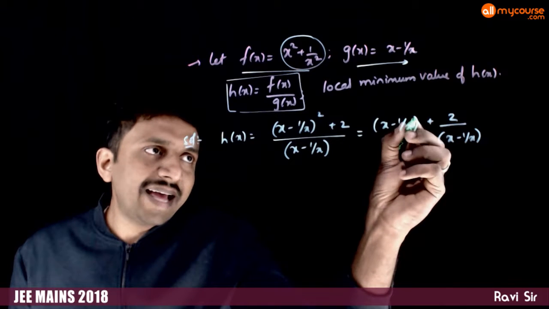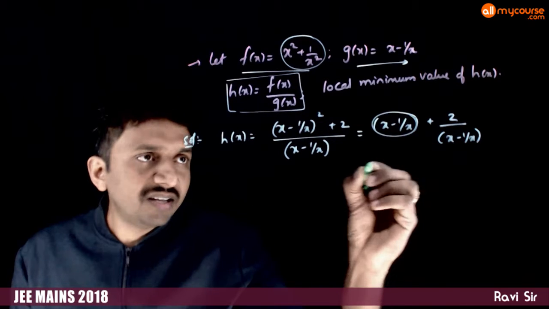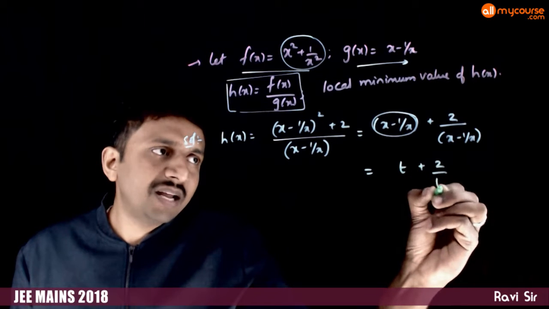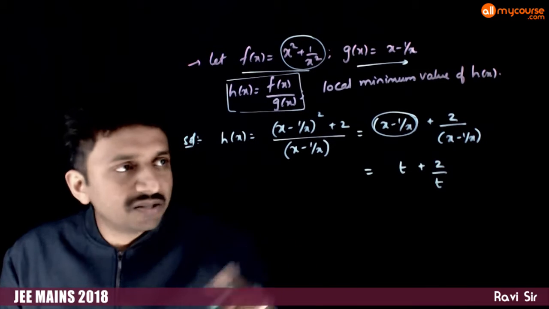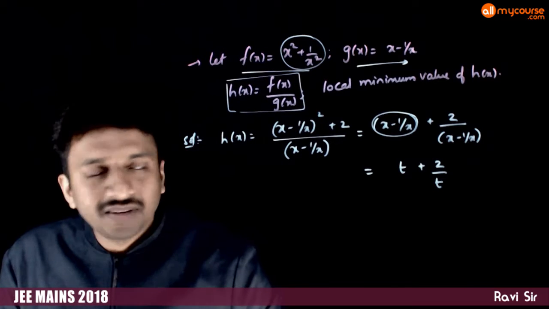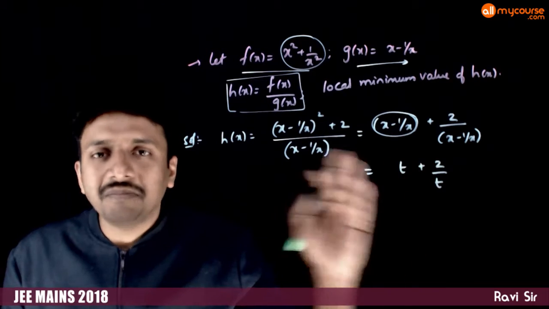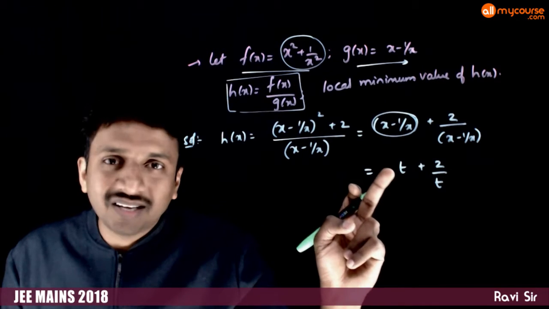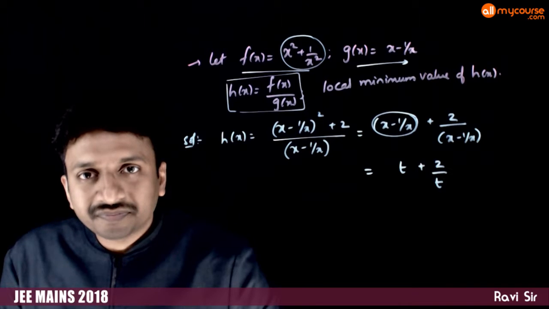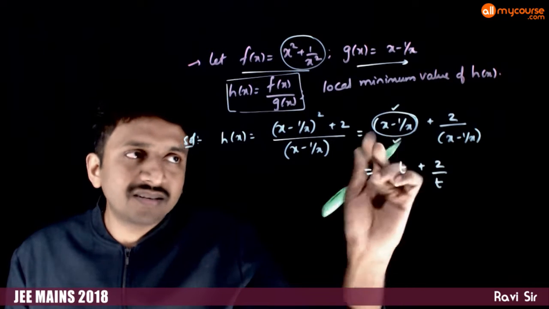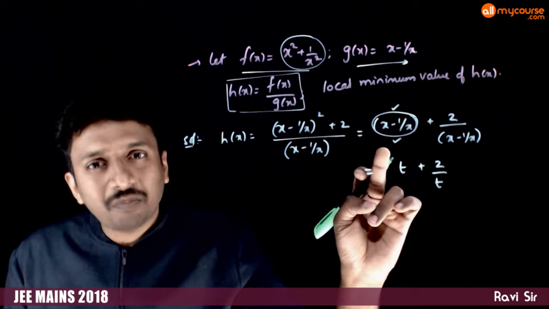Now if you take x minus 1 by x as t, so h(x) is t plus 2 by t. So this is of the form ax plus b by x. What is the nature of this function? As x minus 1 by x takes all the possible values of real numbers.